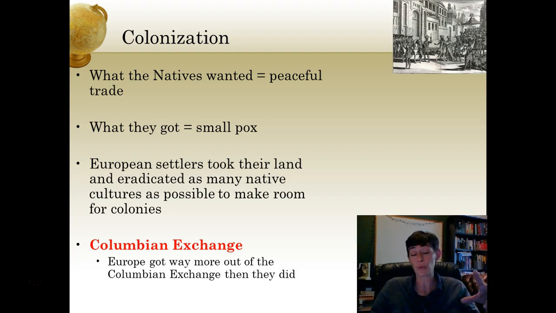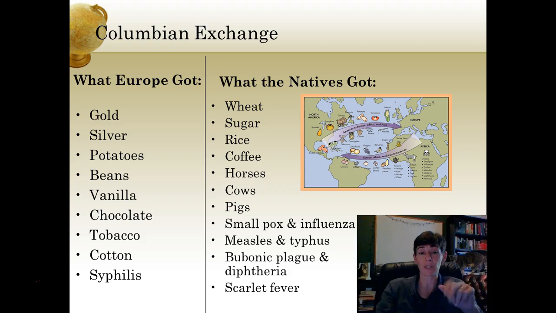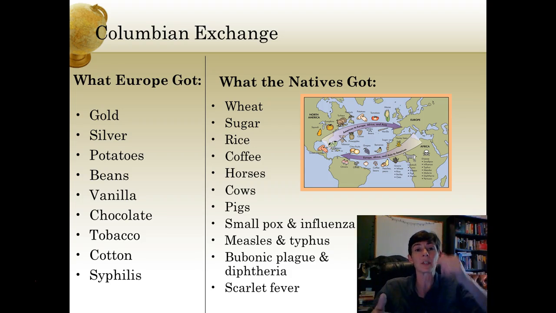Okay, the Columbian Exchange was useful. It was certainly useful for Europe. Europe got way more out of it than the natives did. Effectively, the Columbian Exchange is a biological and cultural exchange between the Old and New Worlds. Okay, that's effectively what it is. So what is it? This is a breakdown so you can see what Europe took from the New World and brought back, and what the natives got from the Old World.